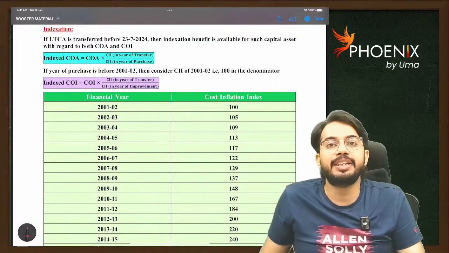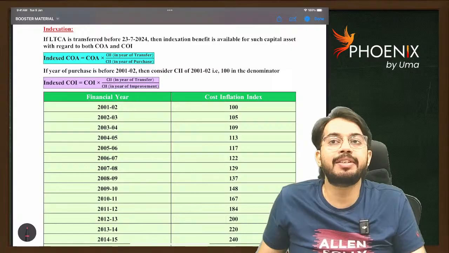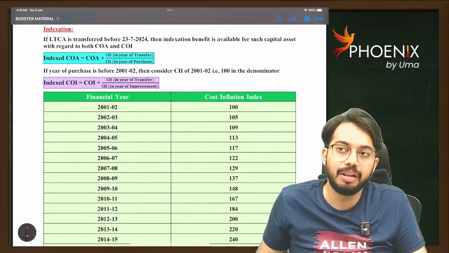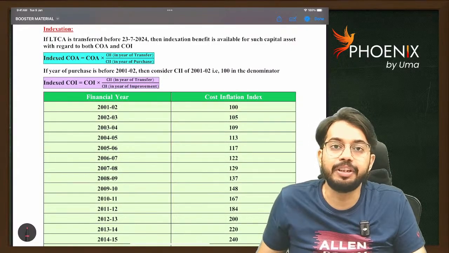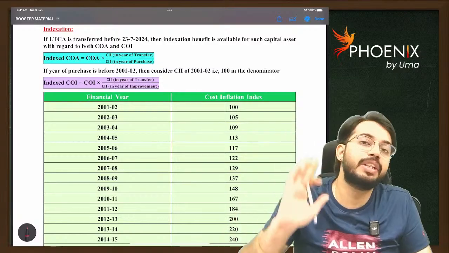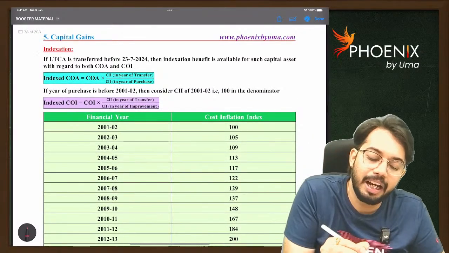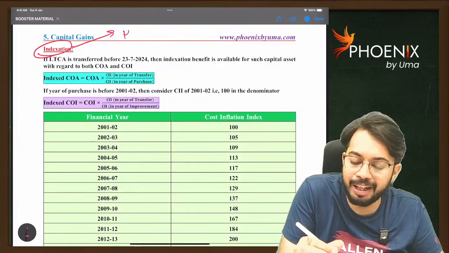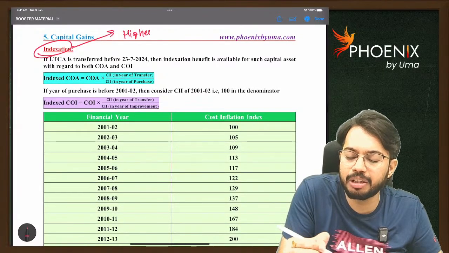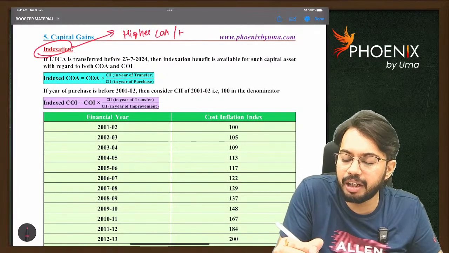Indexation. Indexation means what? In case of long-term capital asset, apart from cost of acquisition, higher cost of acquisition is allowed as deduction. That higher cost of acquisition we call as indexed cost of acquisition. Indexation means higher cost of acquisition or higher cost of improvement.